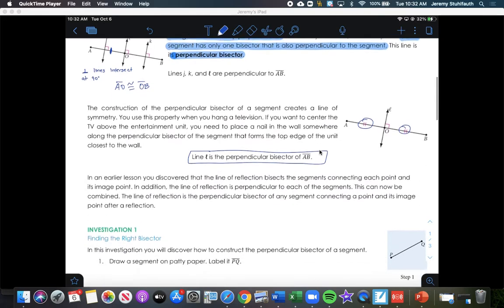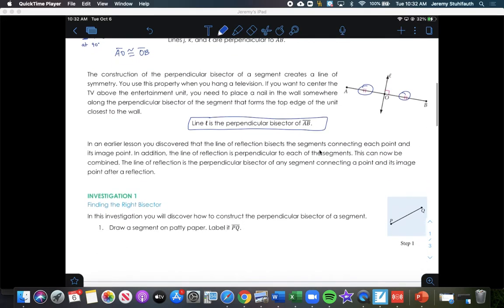And so there's two investigations that we're going to look at. The first investigation requires us to use patty paper. However, since we don't have patty paper available to us right now, I went ahead and put pictures here that we're going to talk about.